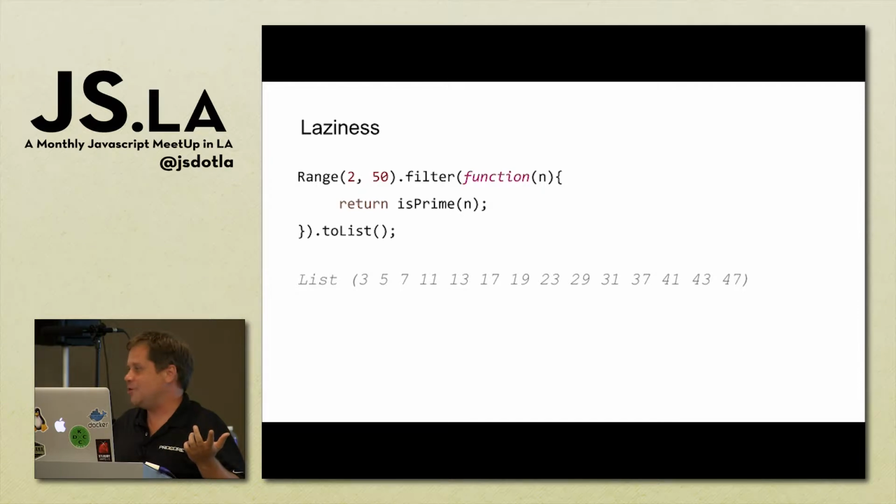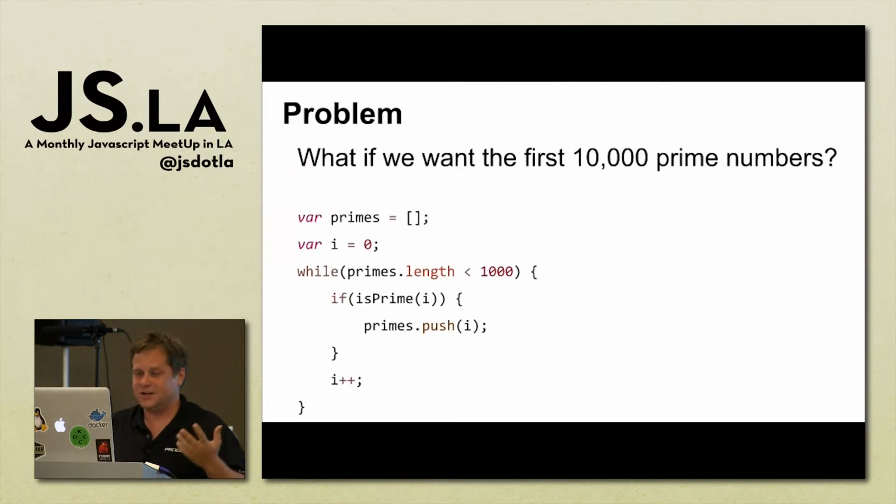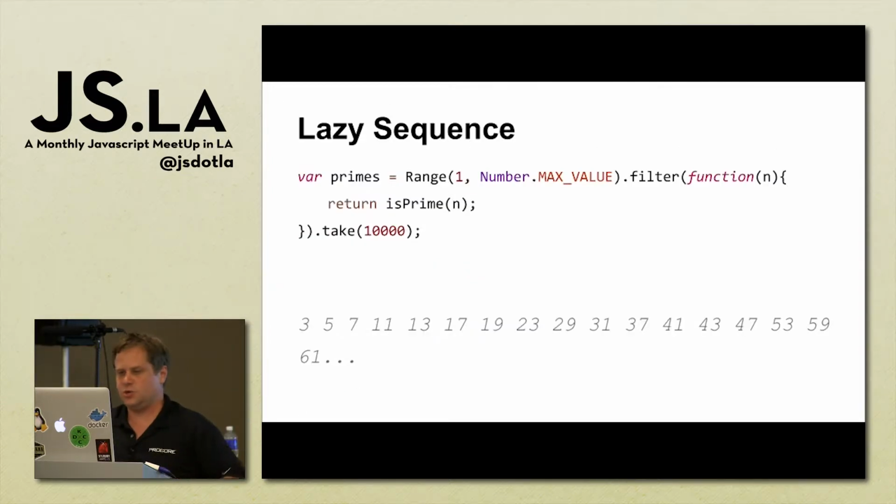So with this range, I don't know where the upper bound is, right? I don't need to know how far I go. So with that in mind, it's real hard to do this functionally. You might try to take the procedural approach like this, but that's not functional. That's what we're trying to get away from, right? This is where laziness comes to the rescue.